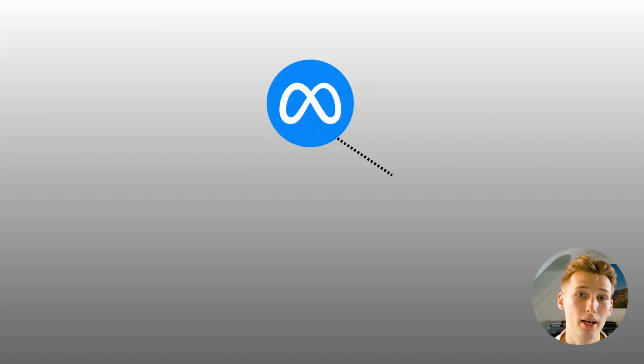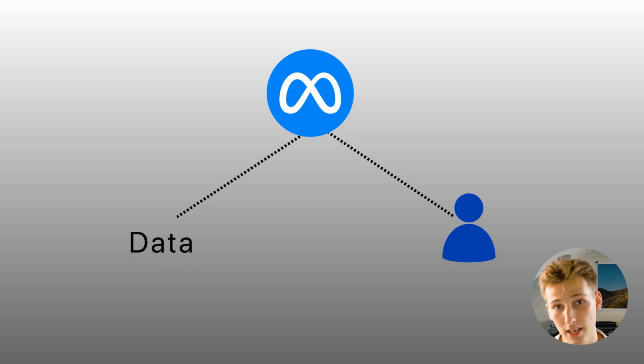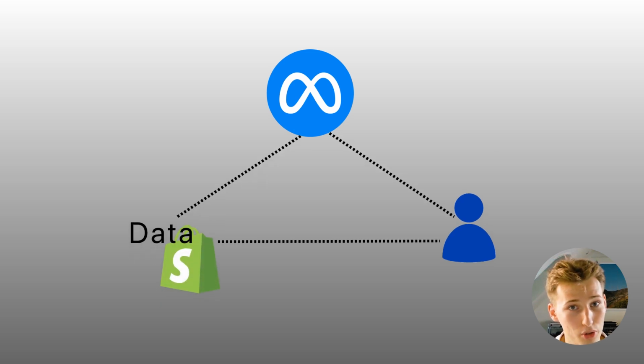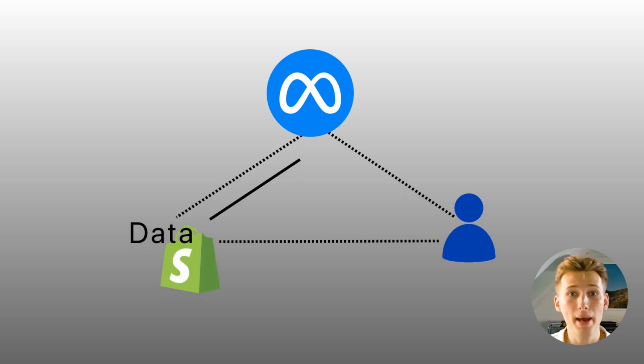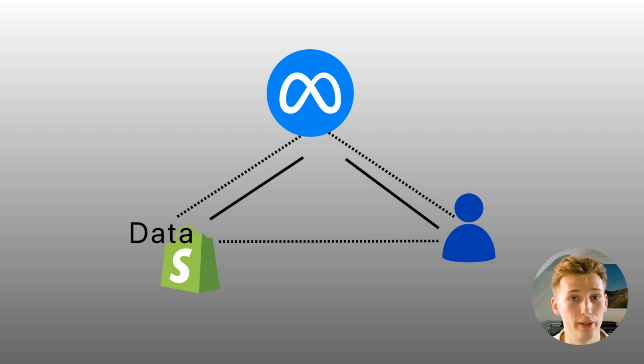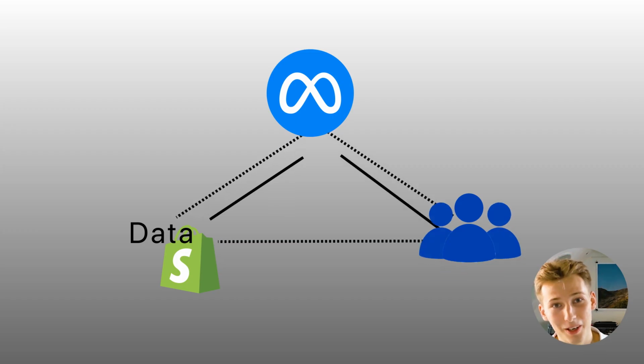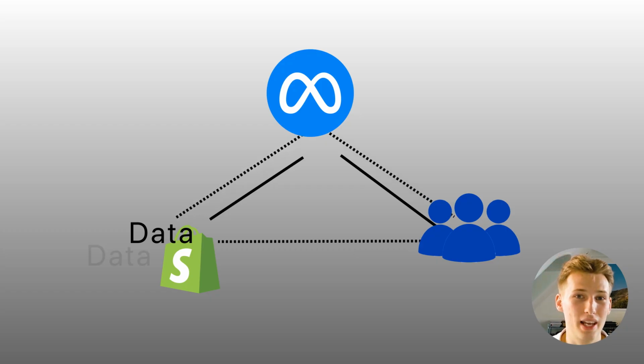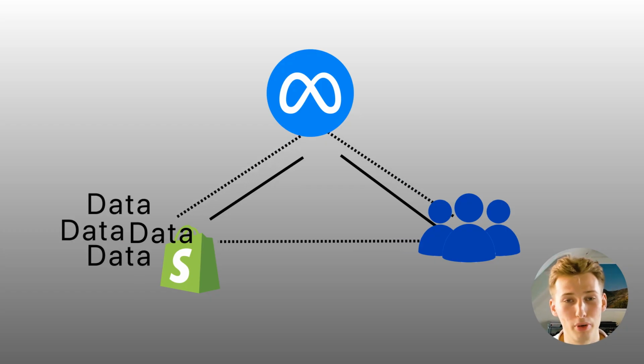Now, when Meta can do the targeting, they'll do it based on data. So whenever you get a purchase on your web shop, you'll send that data back to Meta and tell them that this person just bought a product and you should find more people like this person. Then Meta will go out, find more people like that person, and it'll just stack up so much data when you get more purchases on your store.